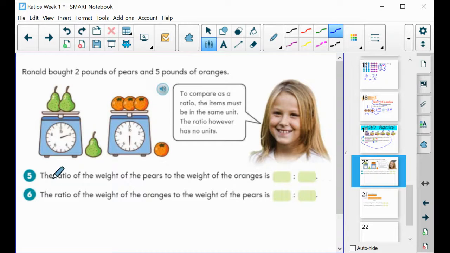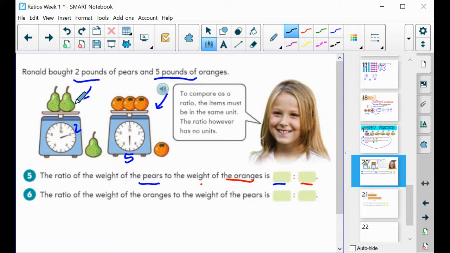Okay, the ratio of the weight of pears to the weight of oranges is blank to blank. So I'm just going to go through this and read this again. Try and do this one with me. And again, we see that we have 2 pounds of pears and 5 pounds of oranges. Okay, so this little thing here is pointing to 5 and 2. Okay, the ratio of the weight of the pears, that's going to be our first term, and weight of the oranges, that's going to be our second term.